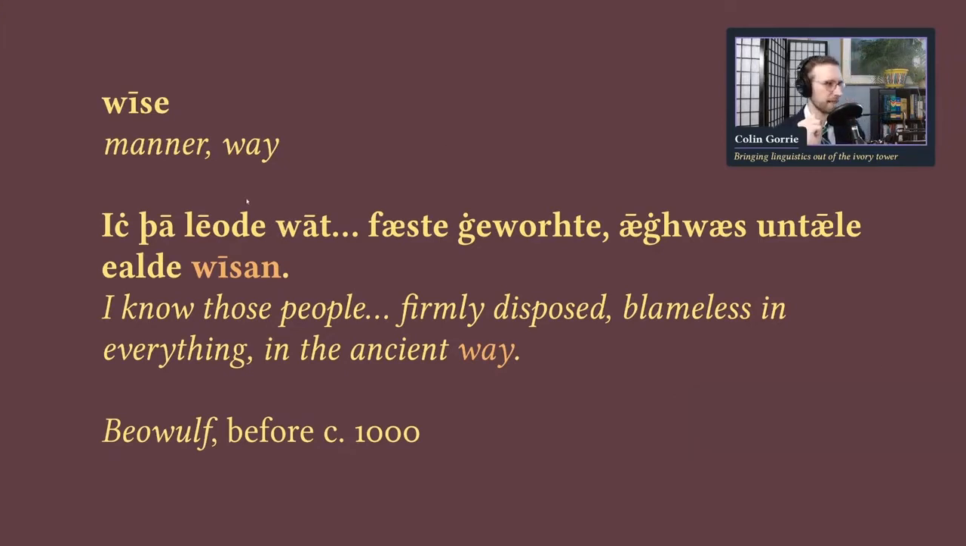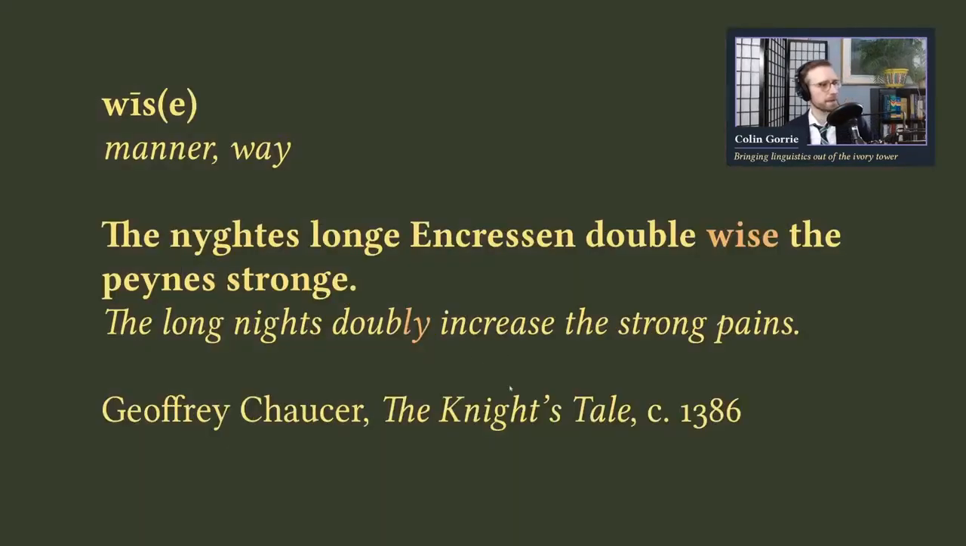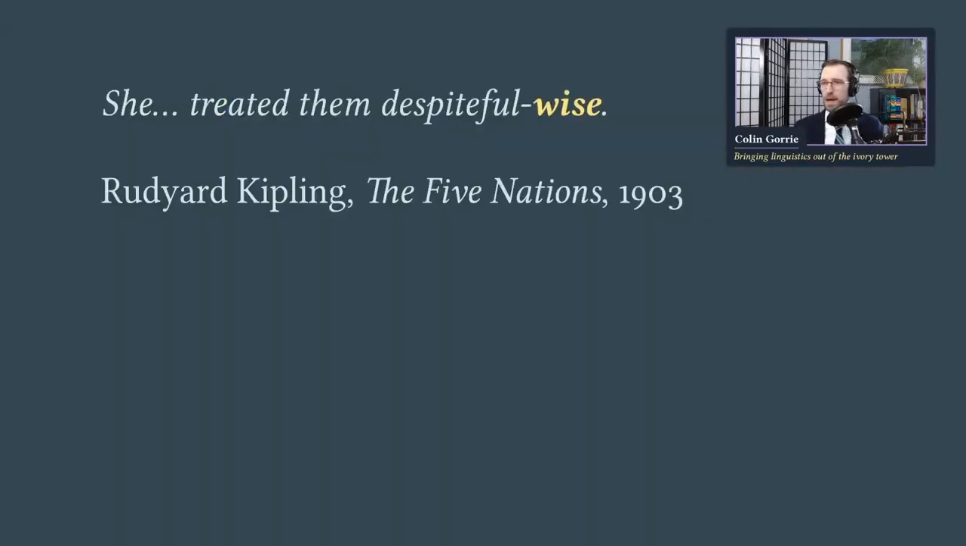Here's a sentence here. Each tha leo de wat, faste je worte, aichwas untale el de wisan. Which translates as, I know those people, firmly disposed, blameless in everything, in the ancient way, el de wisan. If we were to translate this morpheme by morpheme into modern English, we'd have old wise. So this is in the ancient way. We have some more, I think, here. Double wise, so doubly. From Chaucer. From Kipling, she treated them despiteful wise.